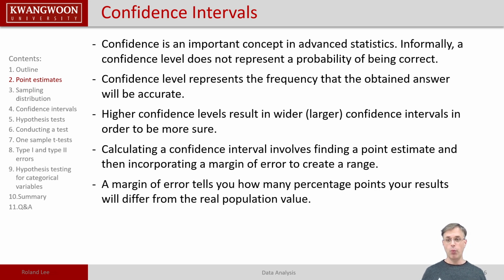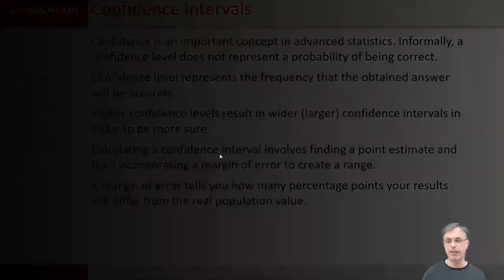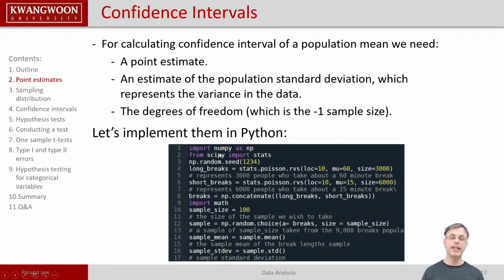Now there are many ways to calculate confidence intervals. For the purpose of brevity and simplicity, let's look at a single way of taking a confidence interval of a population mean. For this confidence interval, we need the following things. A point estimate. For this, we will take our sample mean of break lengths from our previous example, and then an estimate of a population standard deviation, which represents the variance in the data.